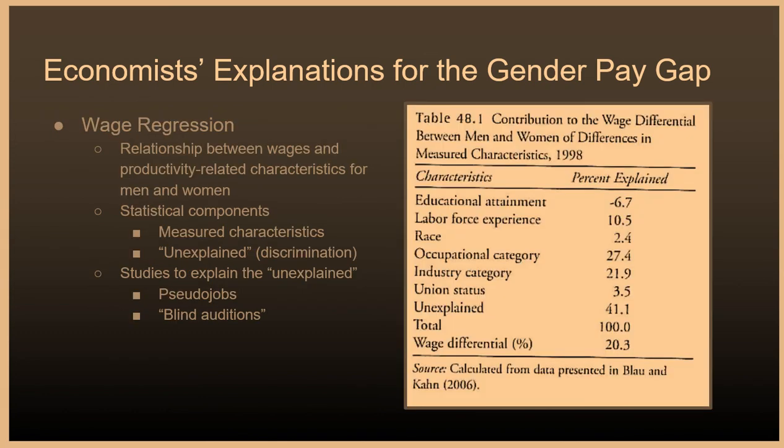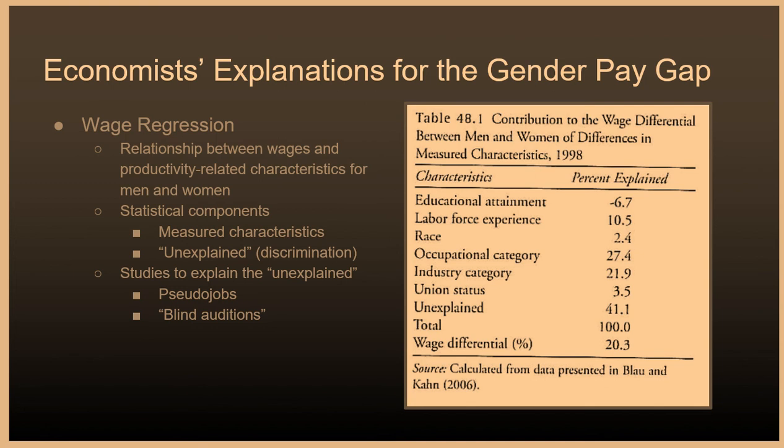Now that we've outlined some of the potential reasons for the existence of the gender pay gap, we can see how researchers typically analyze these causes. They do this by estimating wage regressions for the relationship between wages and productivity-related characteristics for men and women. Once this is completed, the pay gap can be split into two categories: measured characteristics due to gender differences and unexplained characteristics that may be the result of discrimination. This process provides consistent evidence that differences in human capital and labor market discrimination are both causes of the gender pay gap.